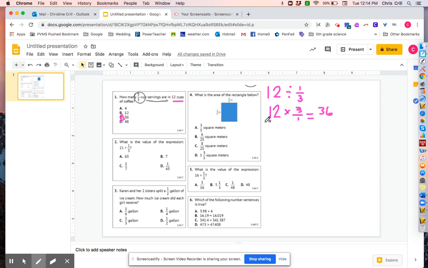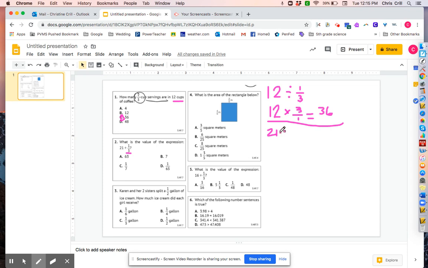One thing that's important to remember when we're solving these problems is that we always have to think about what's being divided. So number 2 is saying 21 is being divided by 3. That's very similar to number 1. We're going to take 21 and divide that by 3.